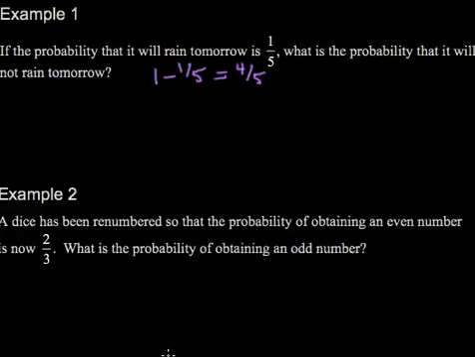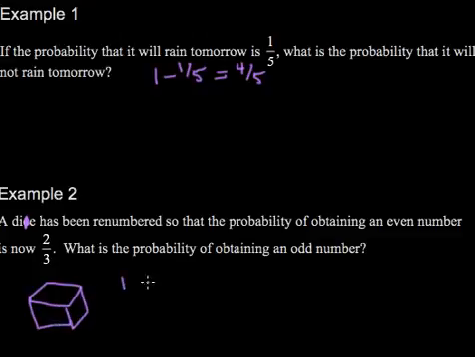The second one is to say that we have a die that has been renumbered so that the probability of obtaining an even number is now 2/3. So assuming that this means a 6-sided die, it doesn't really say here, but it should do, then it's going to be just a normal cube. And normally you'd have a 1, 2, 3, 4, 5, and 6. But it's been renumbered so that 2/3 of the numbers should be even.